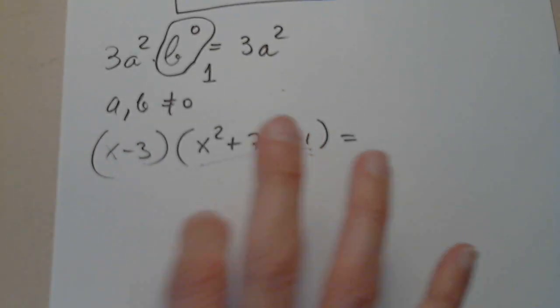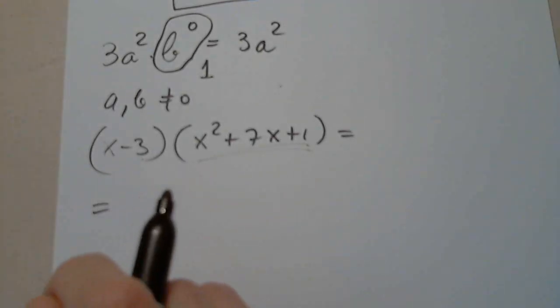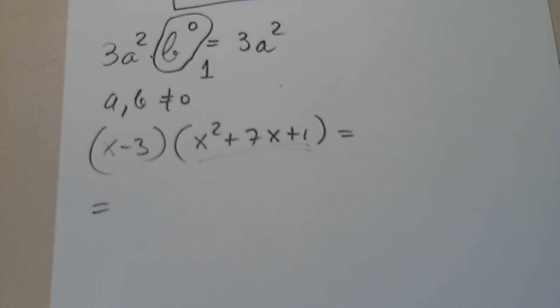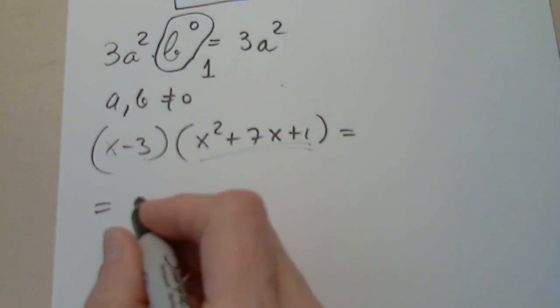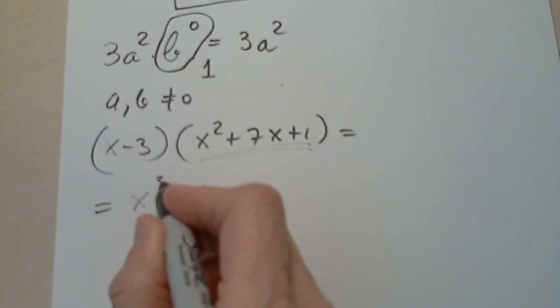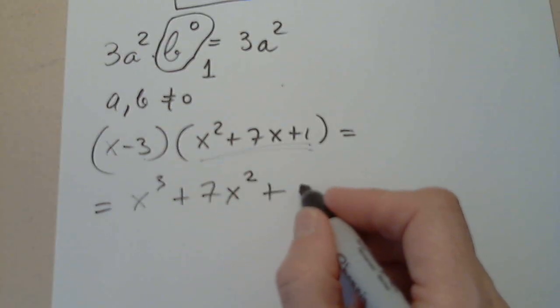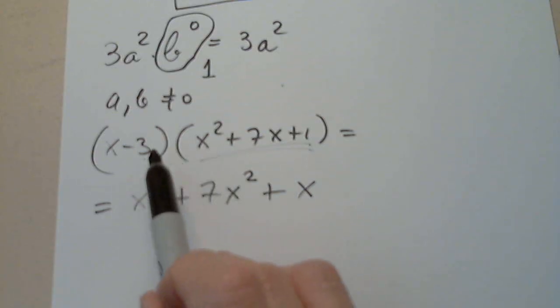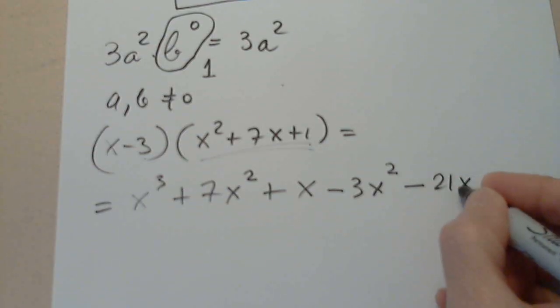Okay, we are distributing here. Can anyone dictate the first step, please? Multiply the second parentheses by x, everything by x. That's it, and I'm then ready. Everything by negative 3. Oh, x to the third power. 7x squared. And 1x. That's it. Now we have to distribute negative 3. So negative 3x squared, negative 21x, negative 3.